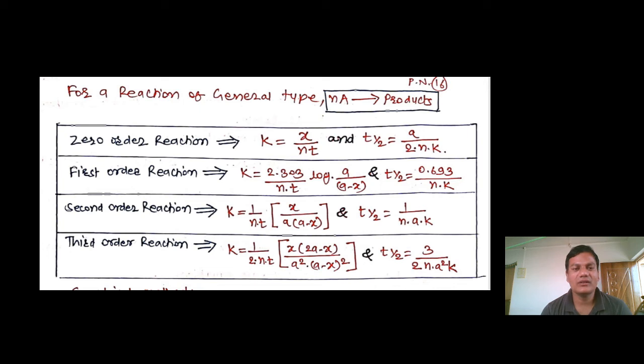For first order, second order, and third order, you can see the equations. We can use these equations to solve the numericals. We can use this formula for calculating half-life period. It may be the order of reaction, the initial concentration, or the rate constant, by using these formulas. So these formulas are most important for the calculation or to solve any kind of numerical regarding chemical kinetics. We will see the next slide.